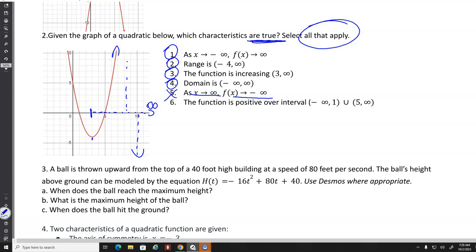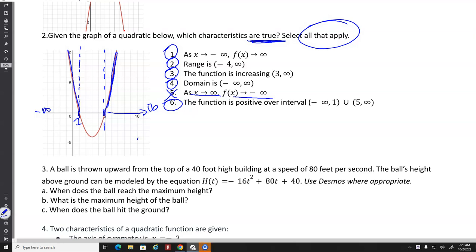And now the last one: the function is positive over the interval of negative infinity to 1 and 5 to infinity. So positive from negative infinity to 1, because again, it would stop at 1. And then from 5 toward positive infinity. If I make a line right here, this piece is positive because it's above the x-axis. So this is also a correct statement. So all of the statements are correct other than number 5.